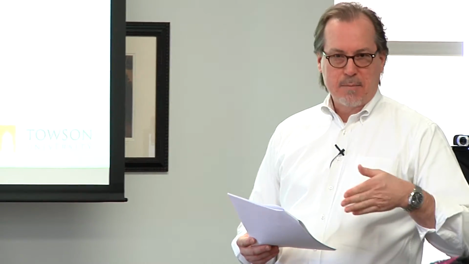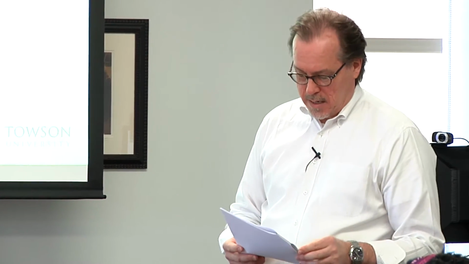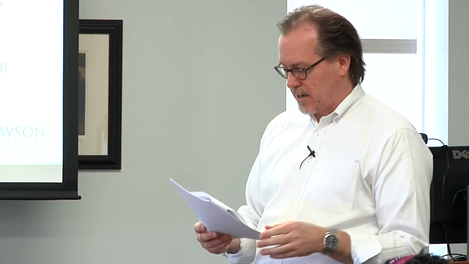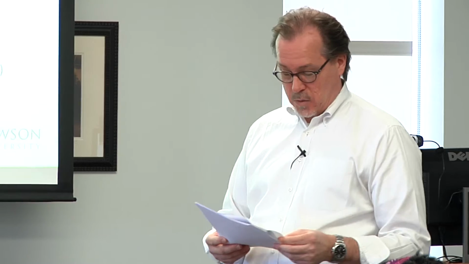Students in community colleges are hit particularly hard by this. In some cases, the cost of books and course materials is 1.5 times the actual cost of their tuition, just for the books. Then this slide shows data from the U.S. Government Accountability Office report from 2013. They reported that in the 10-year period from 2002 to 2012, textbook prices rose at an average of 6% per year, while tuition rose an average of 7%, and overall prices rose an average of 2%. So you get a sense of the wide scale of the inflation of textbooks and tuition.